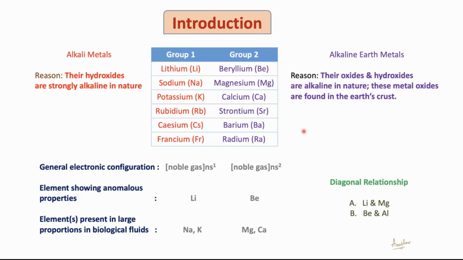And it has been found that lithium and magnesium possess some similar properties with one another. The same goes for beryllium and aluminium. Beryllium and aluminium also possess some properties that are actually quite similar to one another. That's why these 2 coupled duos, lithium and magnesium and beryllium and aluminium, are the 2 element pairs that show this diagonal relationship. So we will discuss this in detail in the later slides.